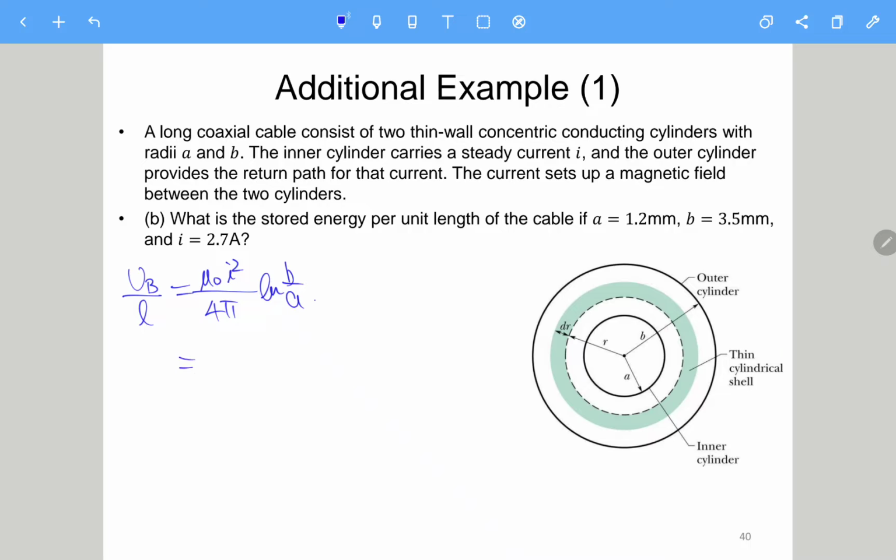So mu 0 is 4 pi times 10 to the minus 7, and then times I, which is 2.7 squared, and then natural log of 3.5 over 1.2. So this number is nothing but 7.8 times 10 to the minus 7 joule per meter.